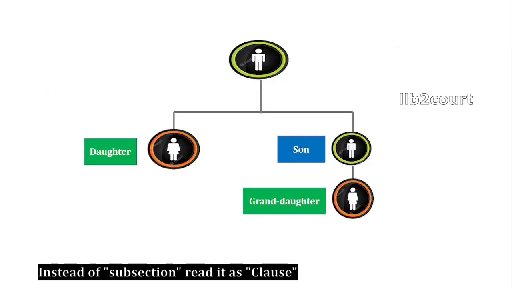So let's see some of the examples of prohibited relationship. Under section 3G, it says a person cannot marry a lineal descendant or ascendant.